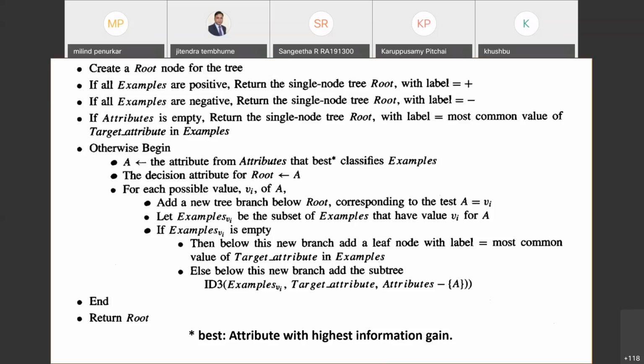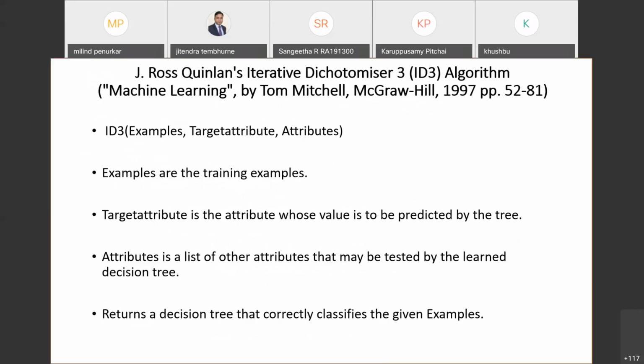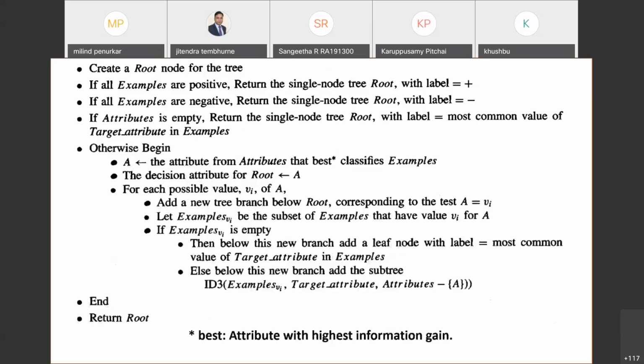Else, below this new branch, add the subtree ID3 inside brackets. What I'm doing using this step is expanding. The target attribute is going to remain the same. The examples in my set are changing. Please remember that we started with examples. Now I am saying let me start with examples of vi. The target attribute remains the same.